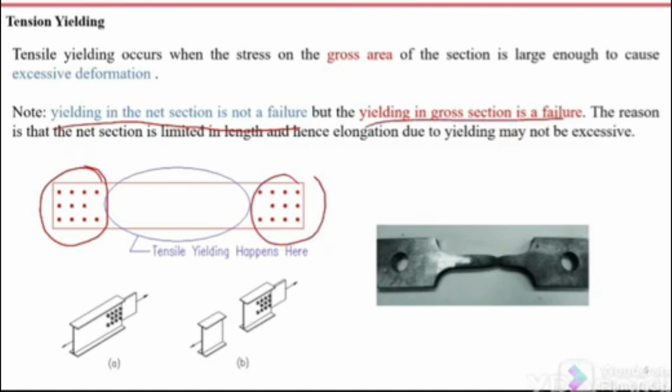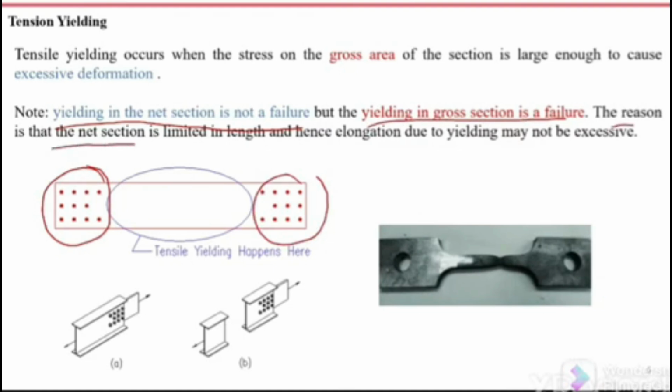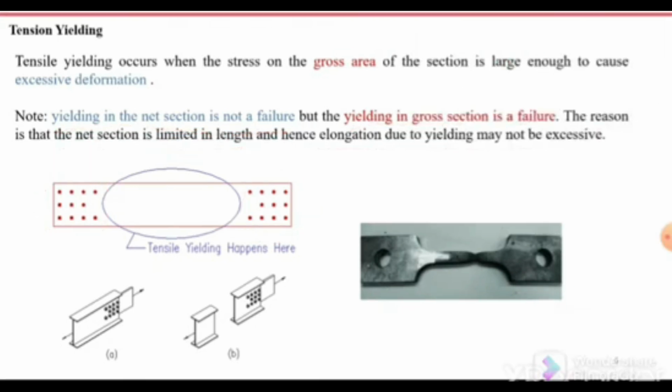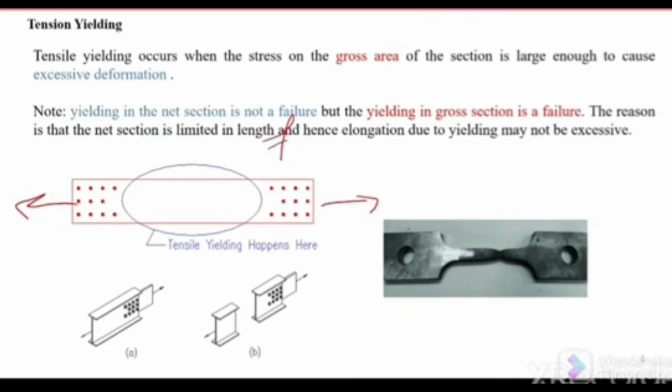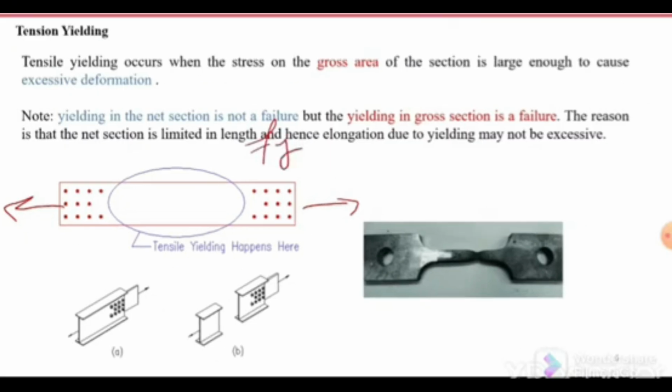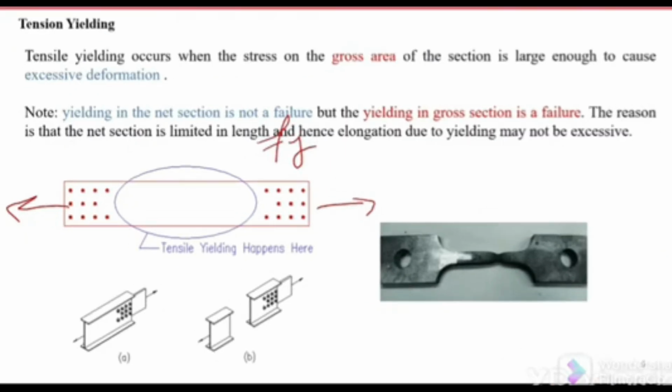a failure. Why? Because the net section is limited in length, and hence elongation due to the yielding may not be excessive. What does it mean? For example, the applied load on this member is such that this member has reached up to its yield strength, or the stress in that member has reached up to yielding Fy. So technically, every point of the member will yield.